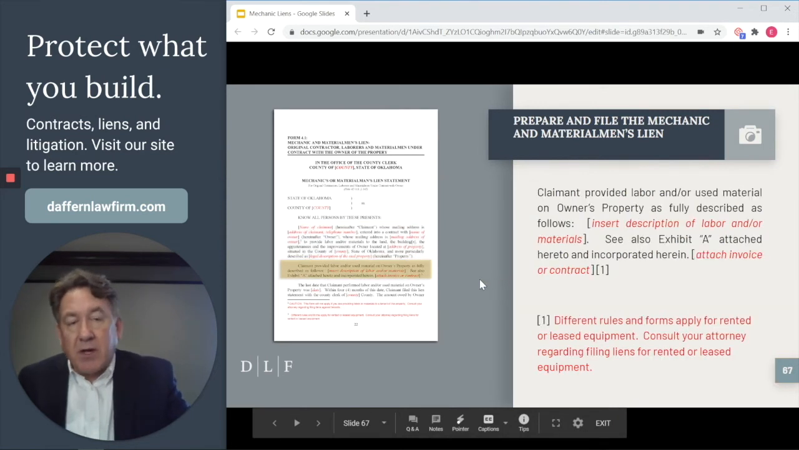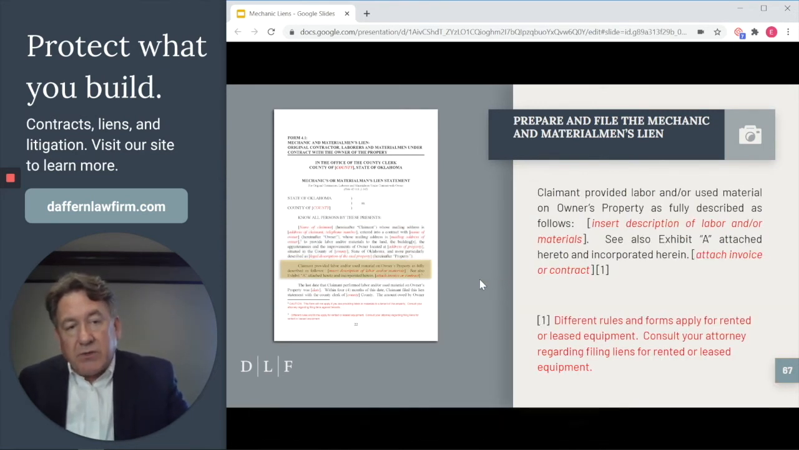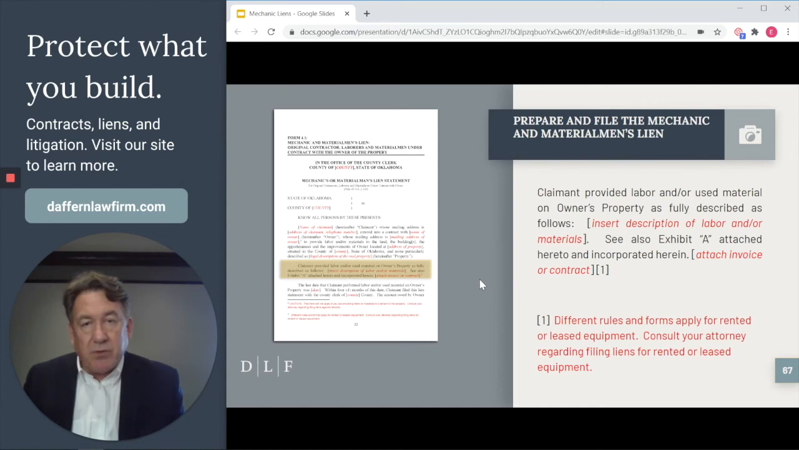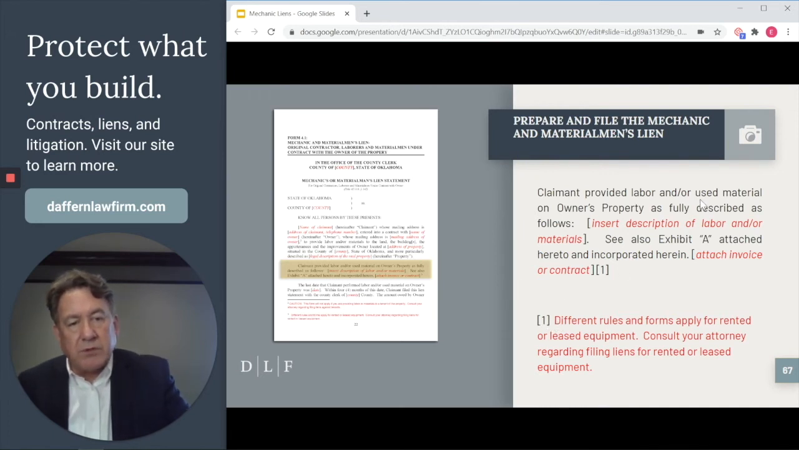Now, the next paragraph in the mechanic lien is to, again, identify the labor or material used on the property. And again, this is very simple. You put it in the pre-lien notice, you've already got it in your checklist, pull it up, drop it in, and you're satisfied.